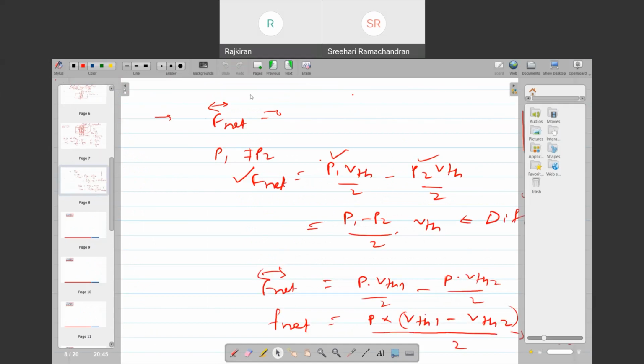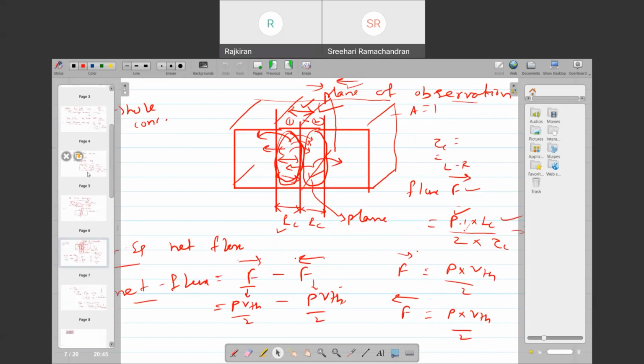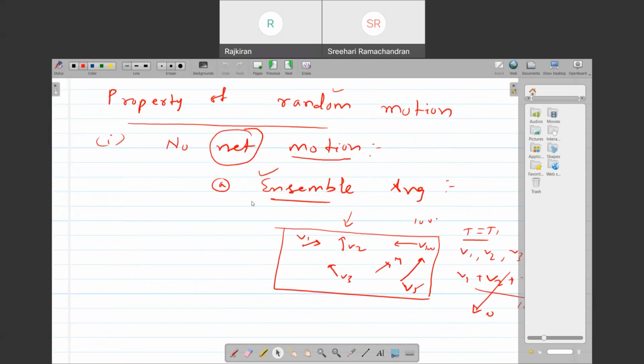Okay. So last class, what we have seen, right? Last class we have discussed what is a random motion in a semiconductor. So in equilibrium, the carriers after generation move very randomly, right? So you understood that when they are in random motion, the net motion is zero, right?